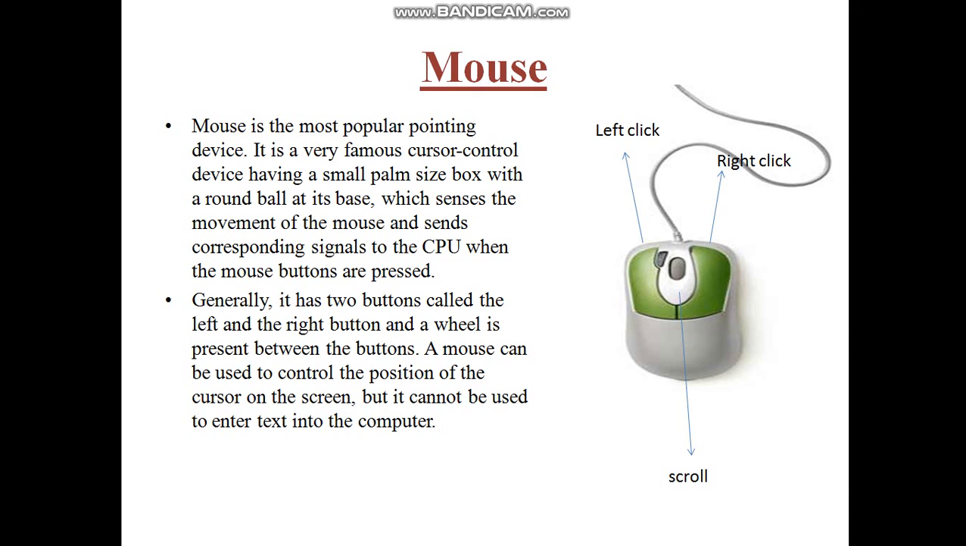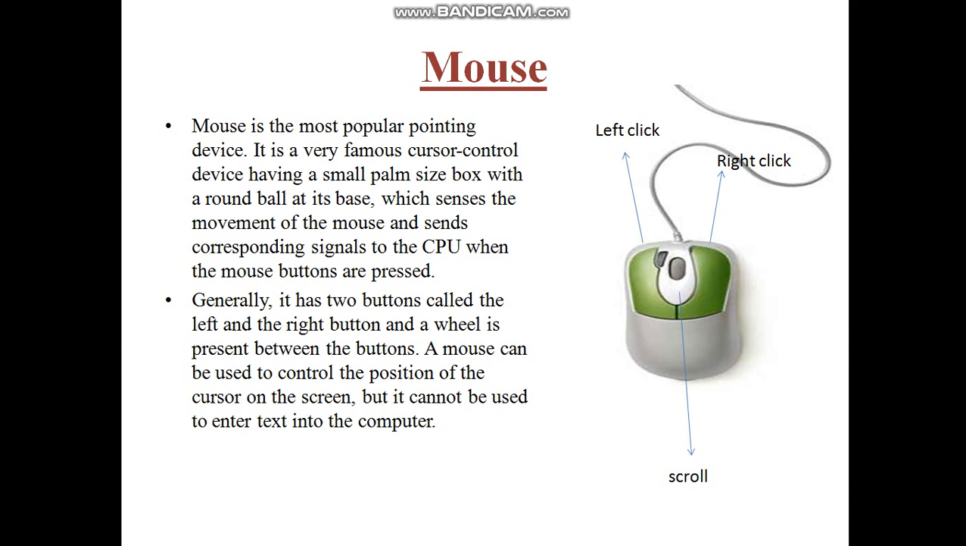Generally, it has two buttons called the left and the right button, and a wheel is present between the buttons. A mouse can be used to control the position of the cursor on the screen, but it cannot be used to enter text into the computer. Here is a basic figure of a simple mouse.